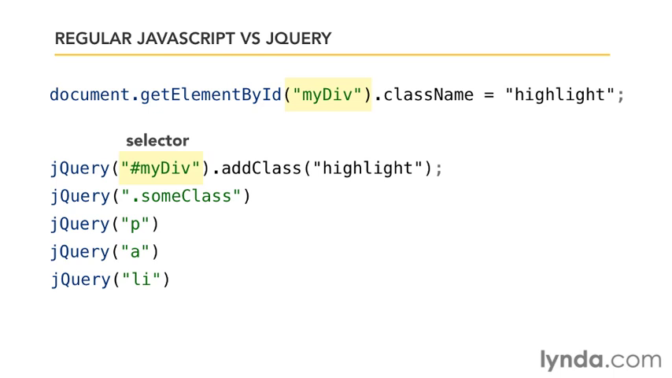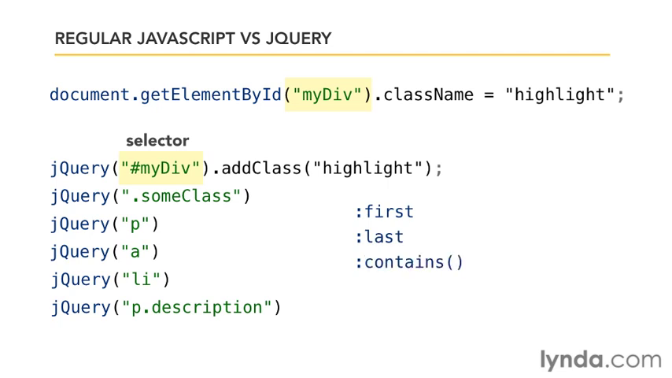Now we can even refine it more than this. We could combine a couple of these. For example, in this case, p.description, give me all the paragraphs that have a class of description already on them. And there are also certain words we can add to further refine this, like :first, :last, :contains, :visible. The way these would be used, again, is combining them with other parts of the selector.